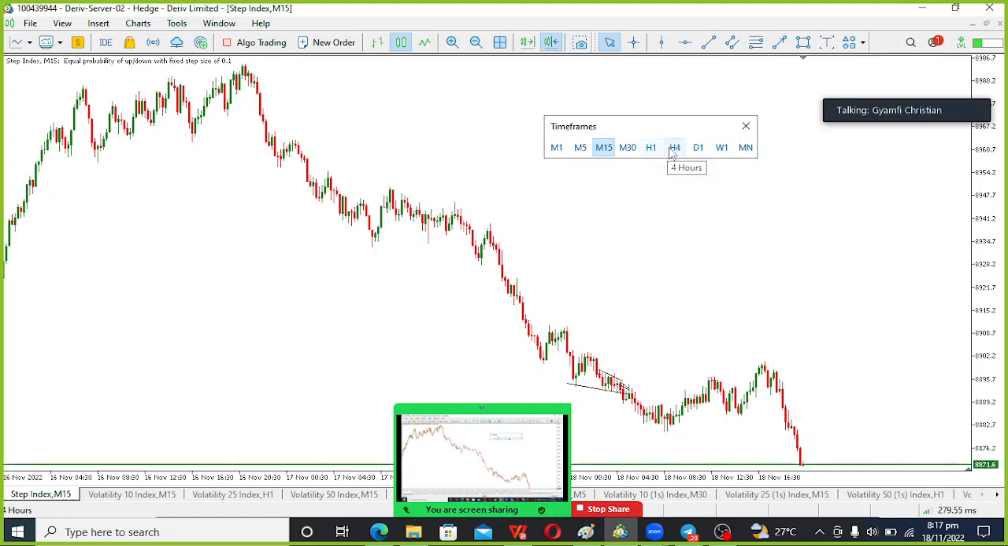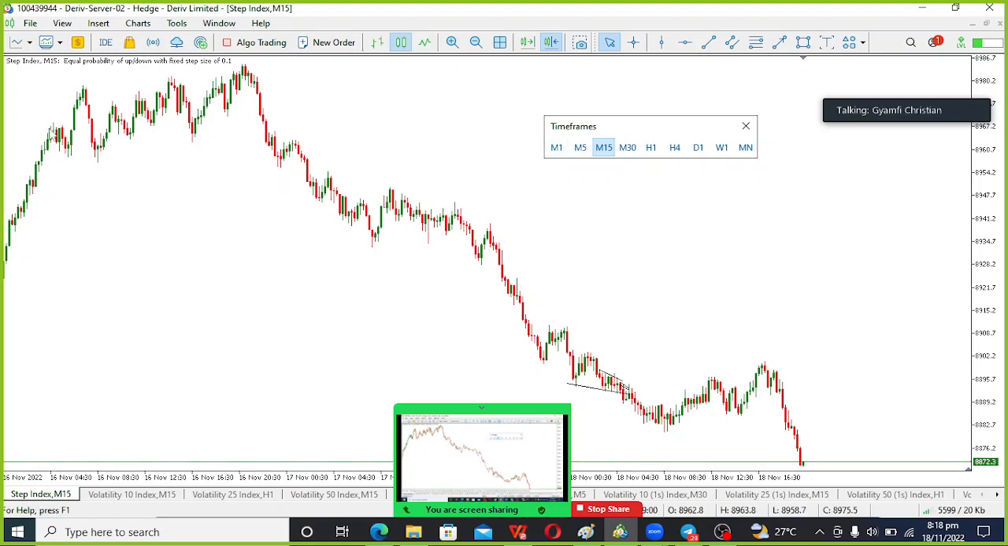These are the higher time frames. We can consider maybe from H4 upwards as the higher time frames, or maybe we can consider H1 as well. And then the 15 minutes, the 30 minutes, the 5 minutes, some have 10 minutes, 1 minute, 2 minutes. Those ones are the lower time frames. So if you are picking a trade, you first look at the higher time frame to see the trend.